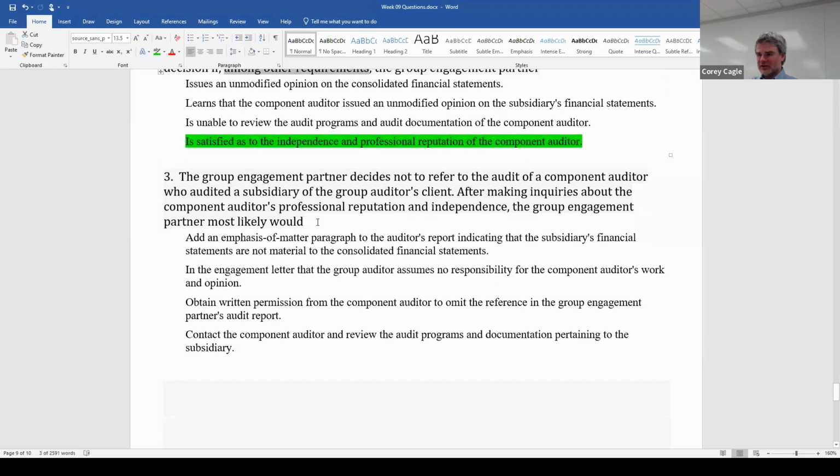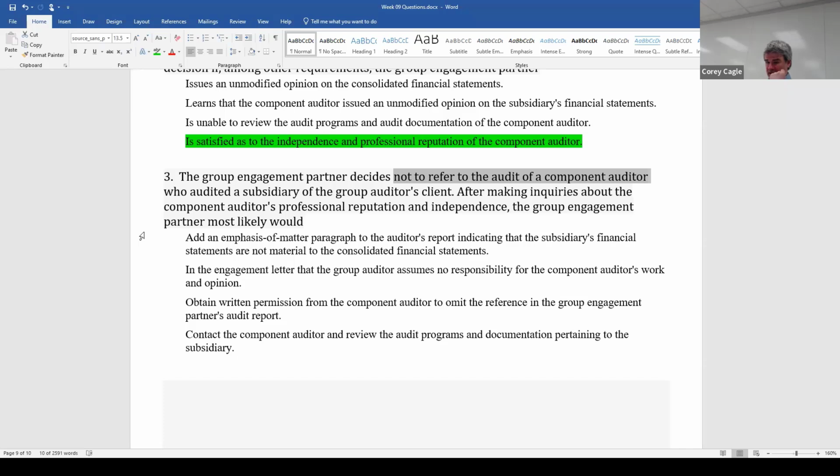3 kind of takes you down the same path. The group engagement partner decides not to refer to the component auditor, which means we're cool with everything. Everything's good. After making inquiries about the component auditor's professional reputation and independence, the group engagement partner most likely would do what else? So again, we're taking full responsibility. What would we want to do in addition to checking out their independence and their reputation and stuff? Would we want to throw in an emphasis of matter paragraph? No, that's not what we're doing here. We'll talk about emphasis of matter stuff here in a minute.